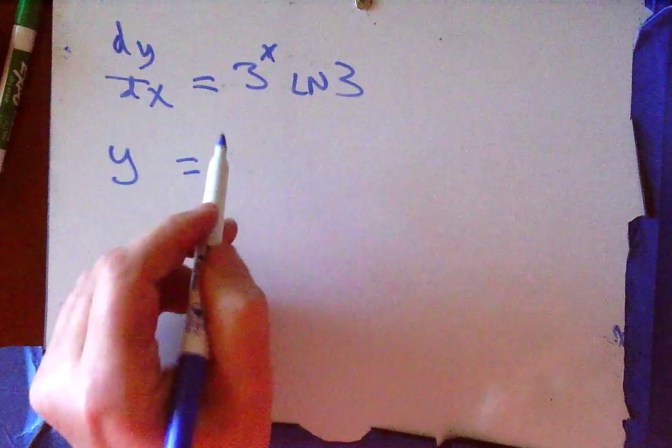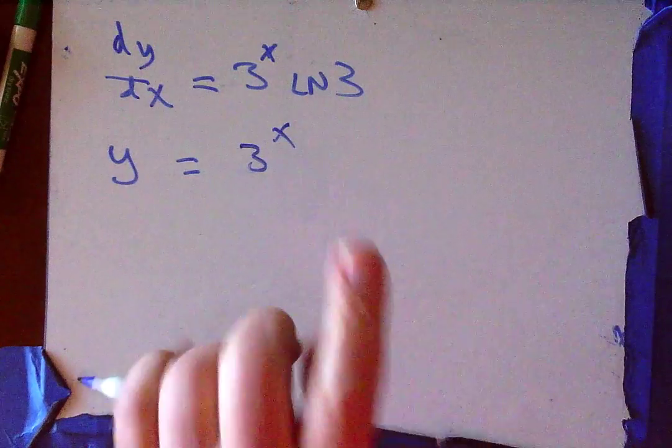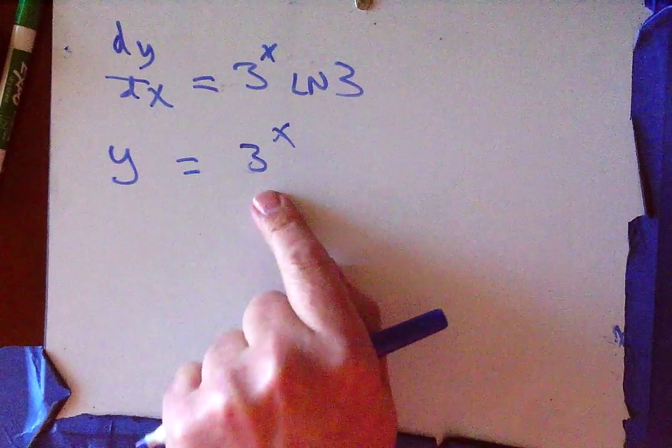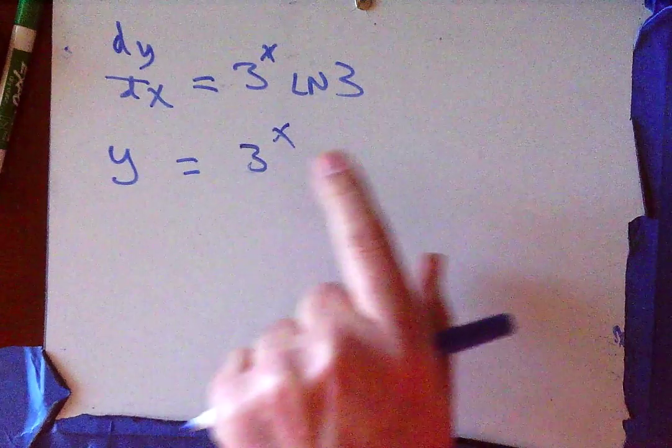This is the derivative exactly of 3 to the x. I take the derivative of 3 to the x. The derivative of 3 to the x is 3 to the x times the ln of the base. So times ln of 3.